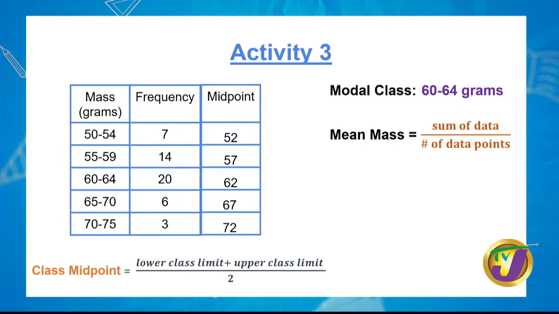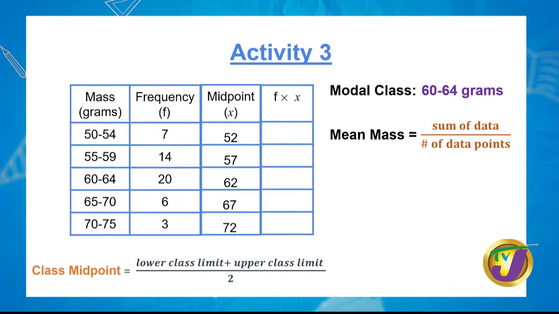Okay, let's organize it a little. I think I want to call the frequency column F, and we're going to call the midpoint values X. Yes, because that will help us in terms of the discussion. Right, and so we are now finding F times X to get the total mass for each interval. All right, so when we multiply our F and our X's, these are the values that we will get.